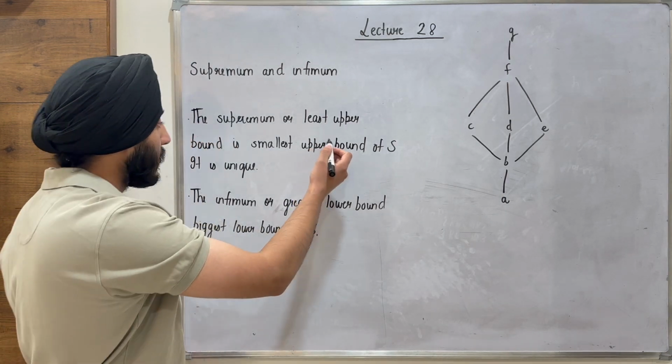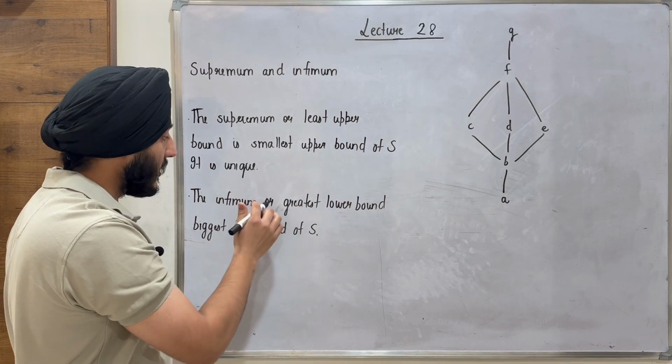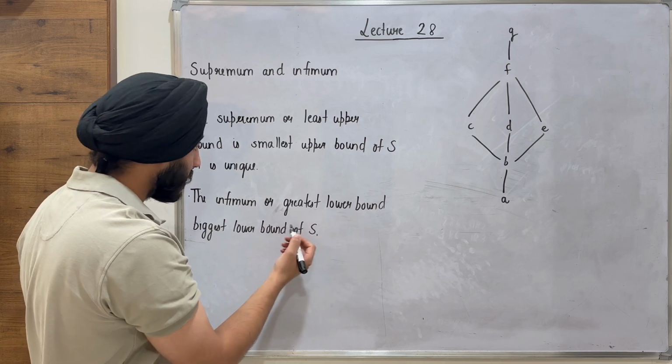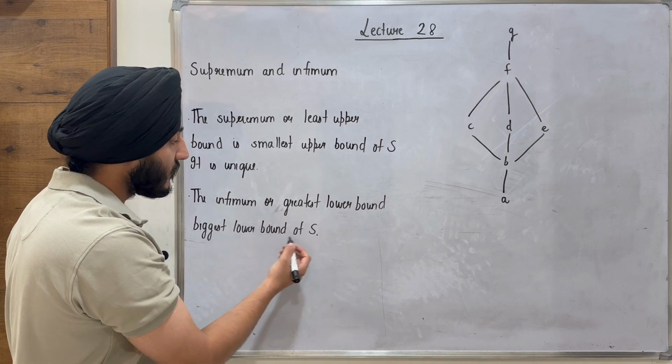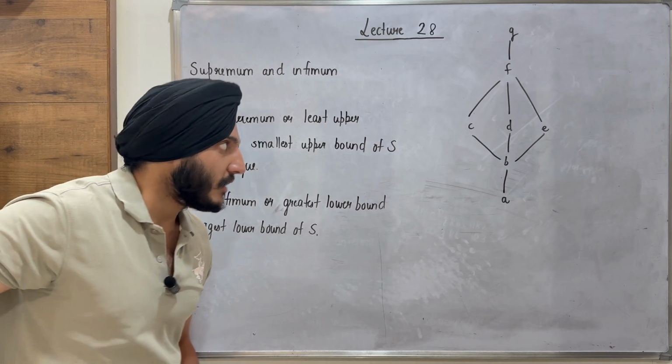The supremum, or the least upper bound, is the smallest upper bound of S. It is unique. The infimum, or the greatest lower bound, is the biggest lower bound of S. So let's try to understand what this basically means.